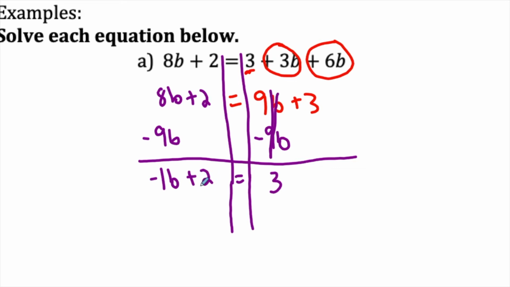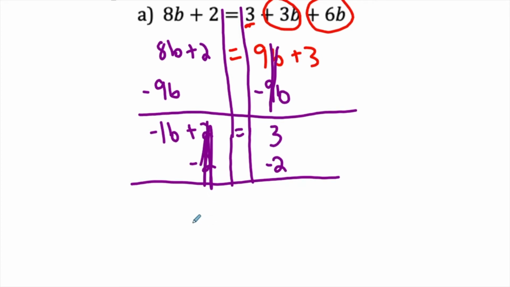Now, going back to what we did on the first day of notes, move the number with no variable. So let's get rid of that 2. It's a positive 2, so I'm going to subtract 2. 2 minus 2 is 0, so these are gone. Left-hand side, I'm just left with a negative 1b equals 3 minus 2 is 1. Again, we can keep these train tracks going here.